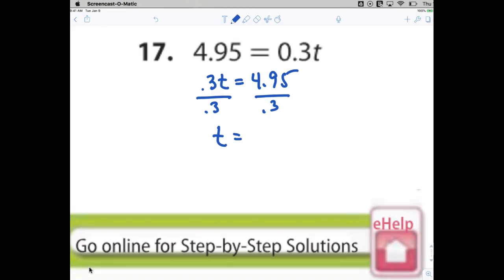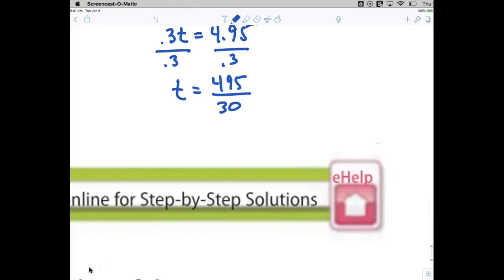Now, how many places would I have to move the decimal this time? Twice. So let's make it 495 over 30. Right? Now, what number goes into 30 and 495? Yeah, obviously 5. Okay, so let's practice our division here. I'm dividing by 5. The denominator is easy. What's 30 divided by 5?